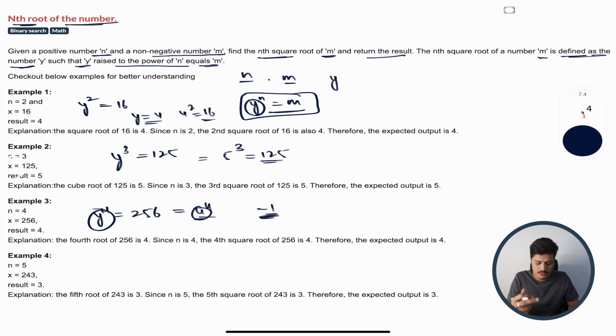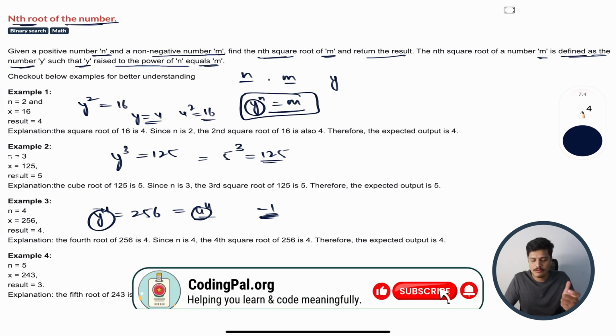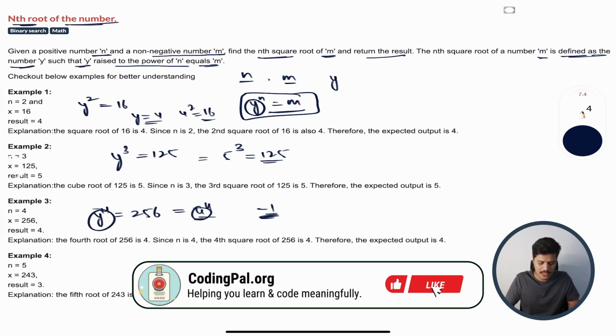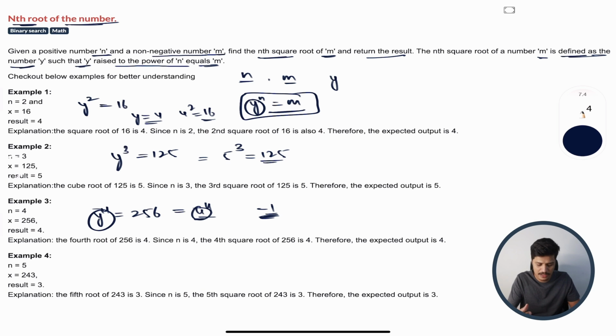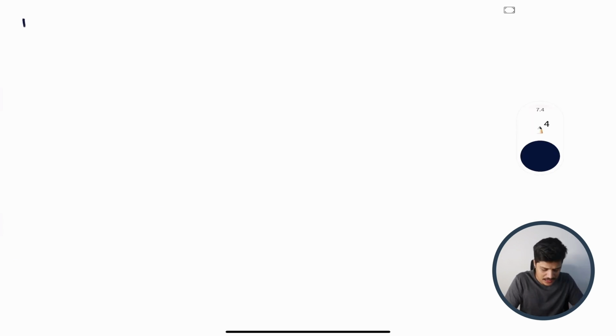Now if you observe, this is one of the problems that we can solve with the binary searching technique, right? If you want to see the brute force approach, you can go to codingpal.org, where you can find the brute force solution. But let's try to understand the better way to find the value of y here. The better way of finding the value of y is using the binary searching technique. Now let's see how we can solve this problem with the help of binary search.